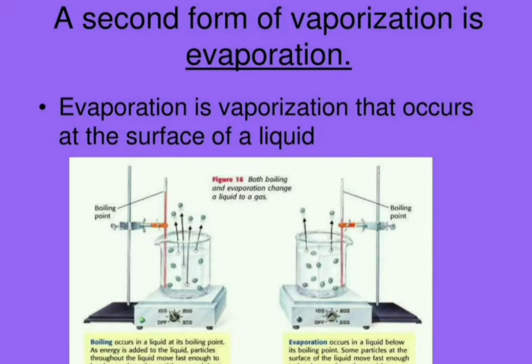Boiling occurs in a liquid at its boiling point. As energy is added to the liquid, particles throughout the liquid move fast enough to break away from the particles around them, while evaporation occurs in a liquid below its boiling point. Some particles at the surface of the liquid move fast enough to break away from the other particles.